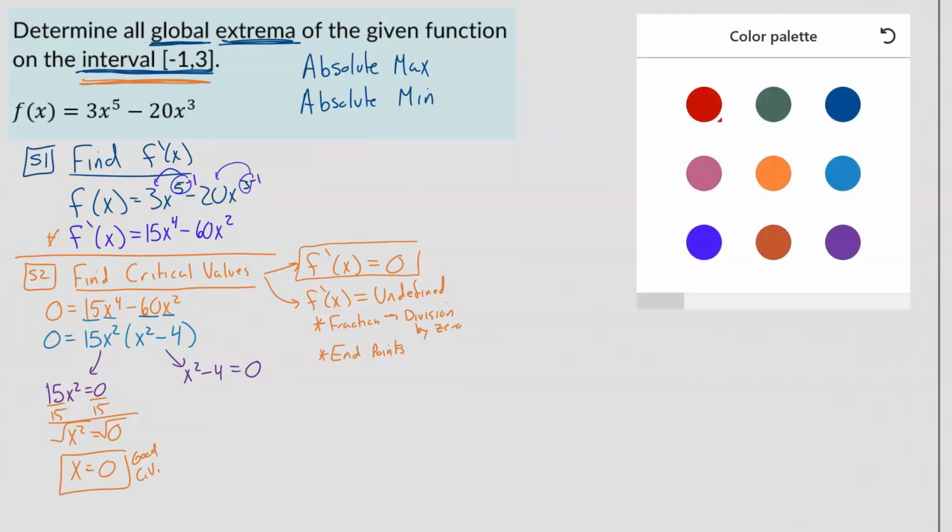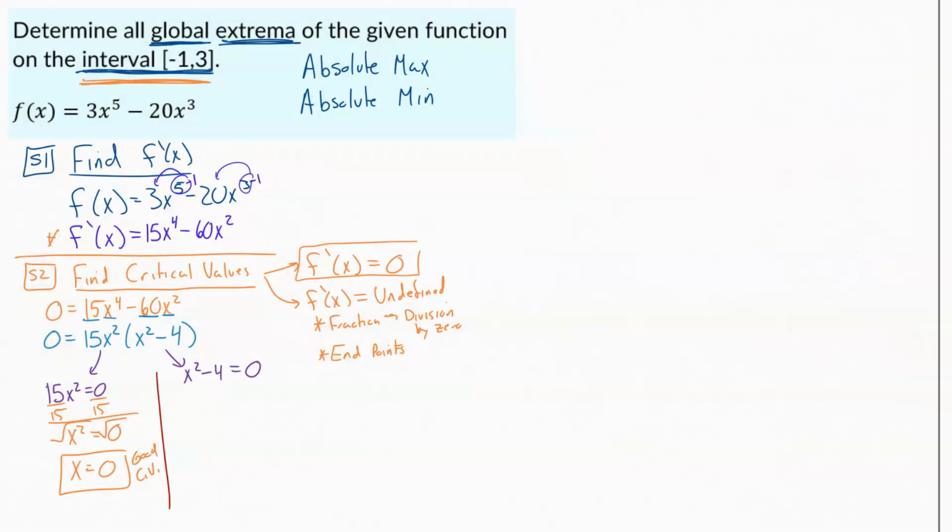Now we're just going to keep doing the same process over here with our x squared minus 4. Solving for x, we'll add 4, add 4. We end up with x squared equals 4.